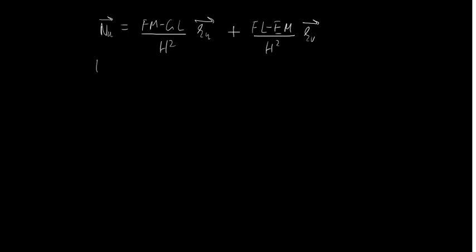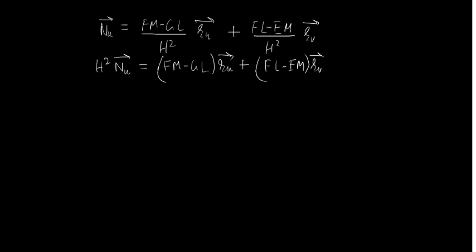Or I could multiply both sides by this scalar h square, which I know, and then I can write this fm minus gl times r sub u plus fl minus em times r sub v. How did I get it? I just first wrote n sub u as a r sub u plus b r sub v, and then took its dot product, respectively first with r sub u and then with r sub v, and from this I got this equation.